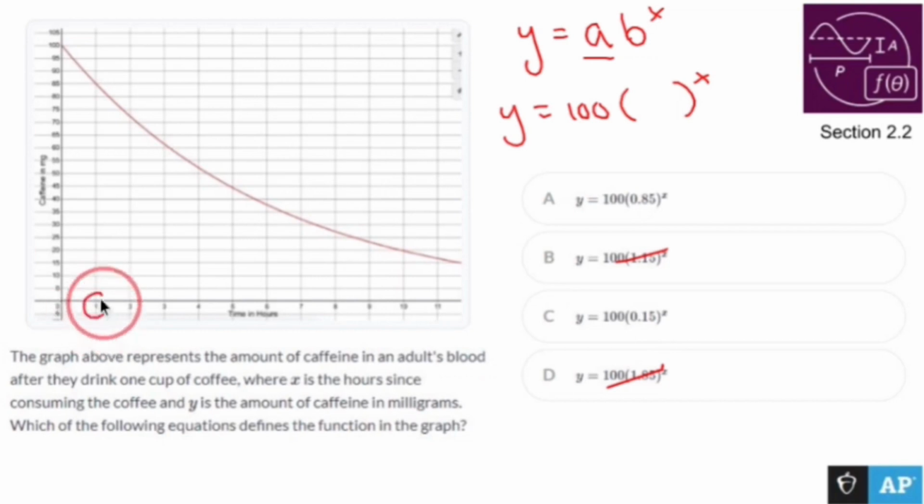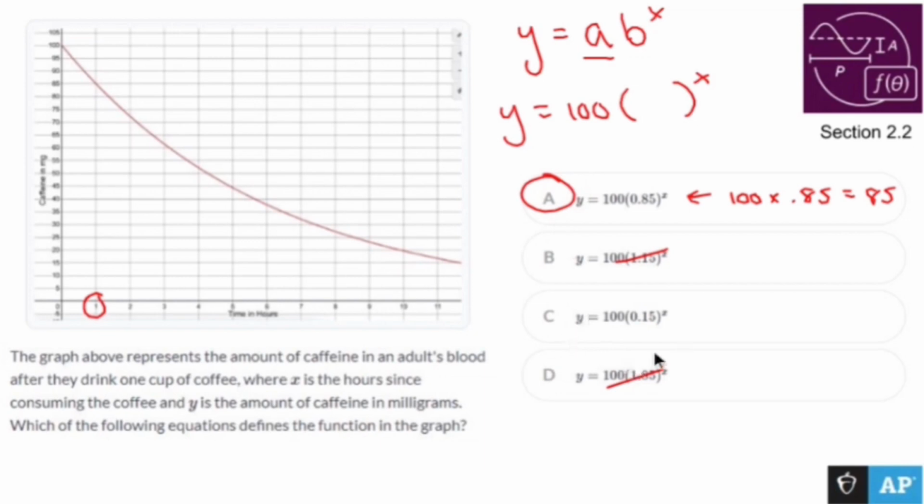If I were to plug in 1 into this one, I would get 100 times 0.85 to the first, or 100 times 0.85, which is 85. So let's see what happens when I go to 1. Seems to match up with 85. So, yep, you're my guy.